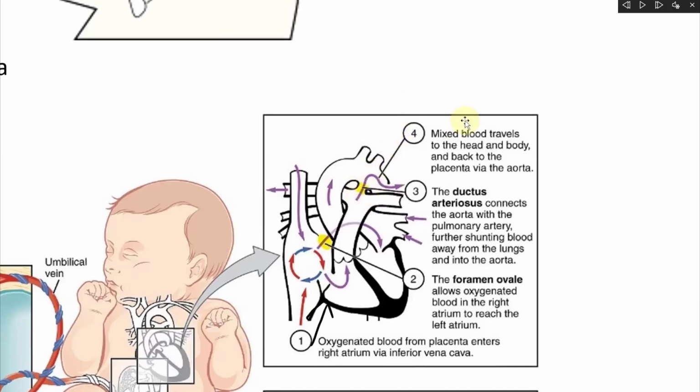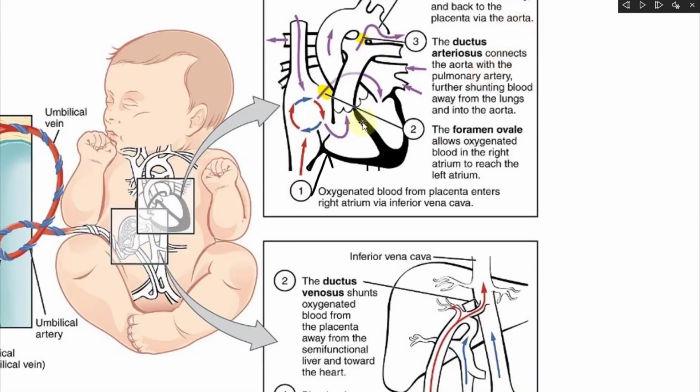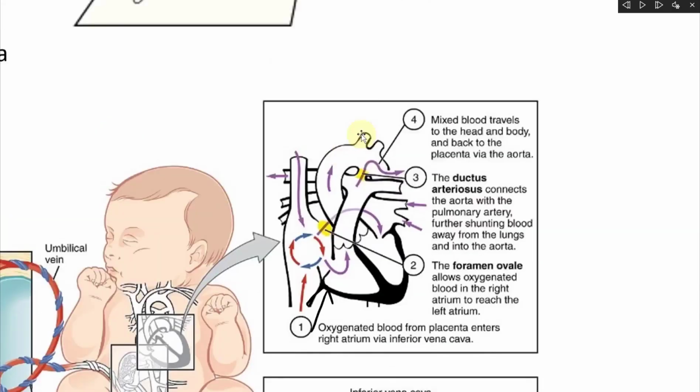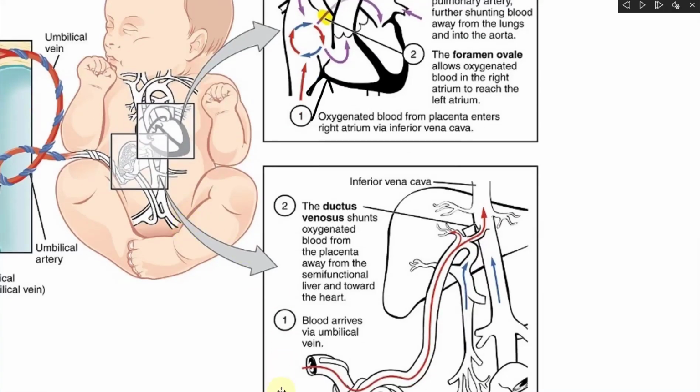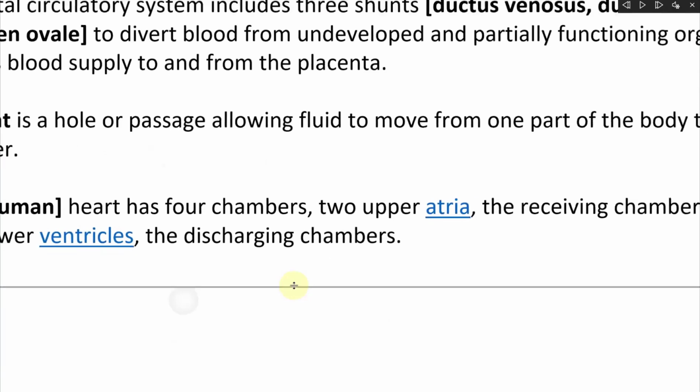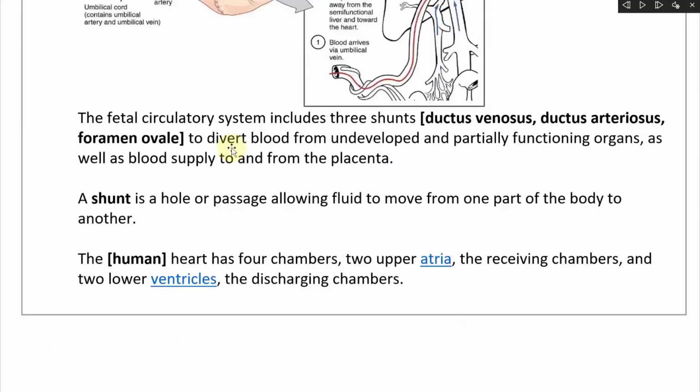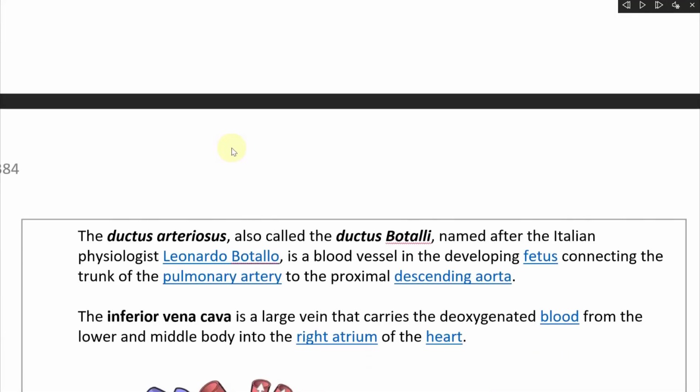The next step right here, this mixed blood travels to the head and back to the placenta via the aorta, or that's just the main artery. So going from the heart away and so on. And a whole bunch of other stuff there. It's fascinating. So let's just zoom out. Alright, so we're zoomed out and let's continue reading.